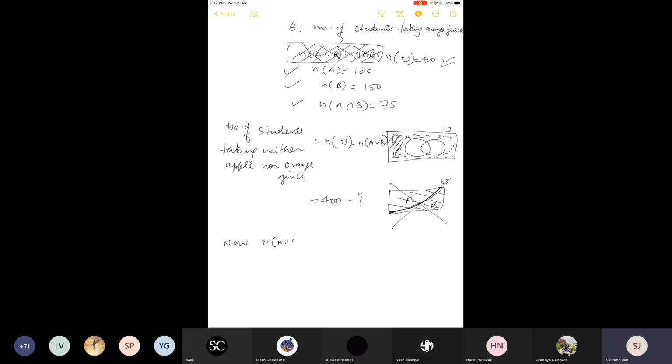N of A union B is NA plus NB minus N of A intersection B. So you put the values here. N of A union B is 100 plus 150 minus 75. So this comes out to be 175. This you will write in place of the question mark. Okay, you put it here. So what will be the final answer? The answer will be 400 minus 175. That is 225. These many students are not having any of the juices.